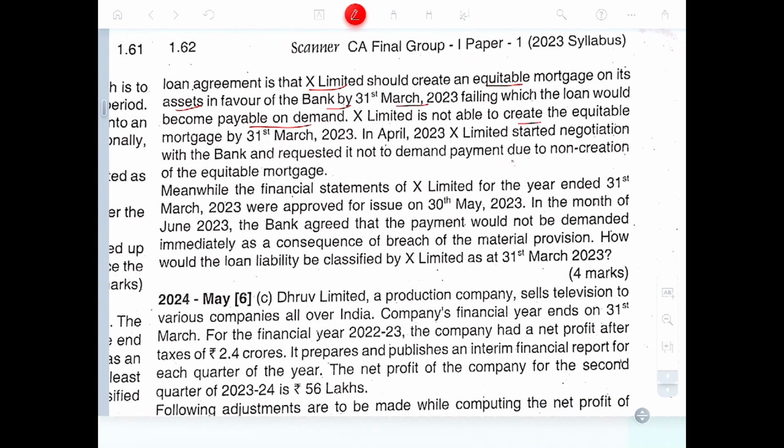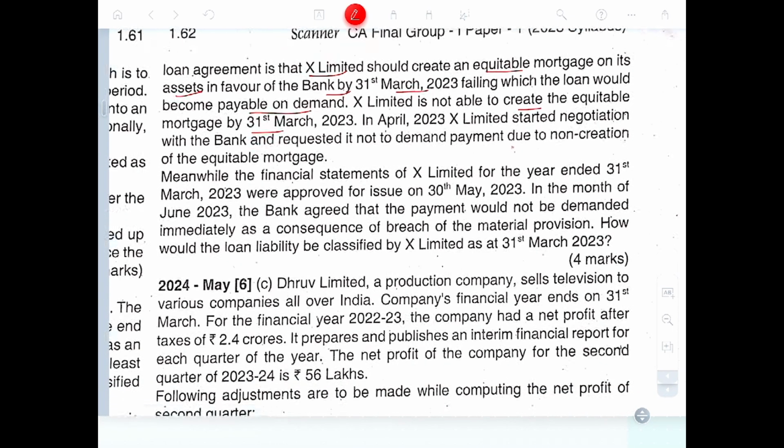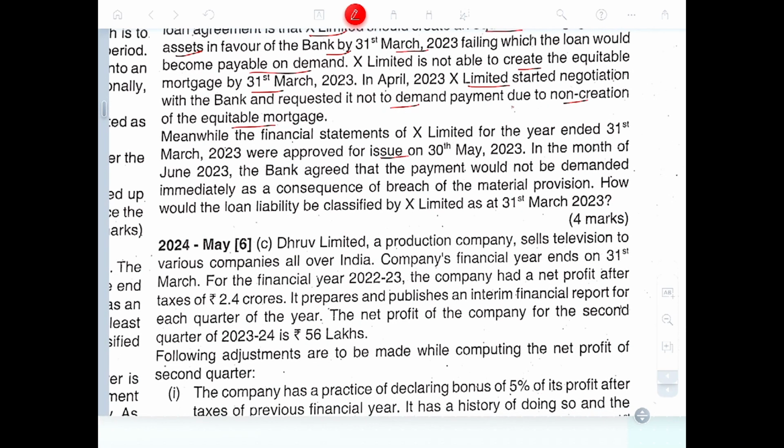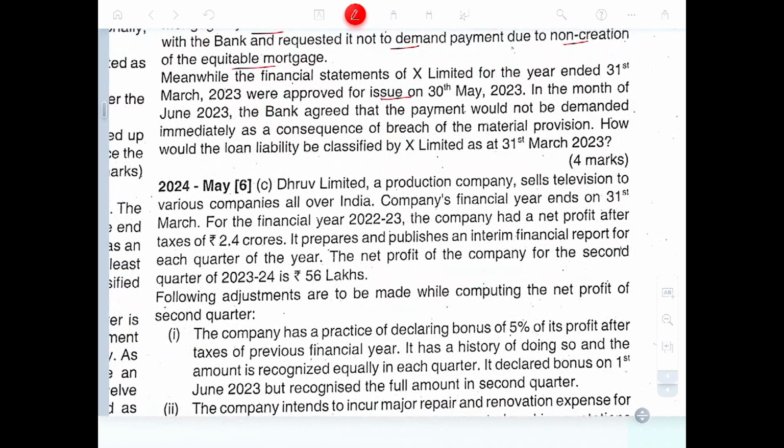X Limited is not able to create an equitable mortgage by 31st March. In April, X Limited started negotiating with the bank and requested that it not demand payment due to non-creation of the equitable mortgage. Meanwhile, the financial statements of X Limited as at 31st March were approved on 3rd May. In the month of June, the bank agreed that payment would not be demanded. Given the consequence of breach of the material provision, how would you classify the loan liability?